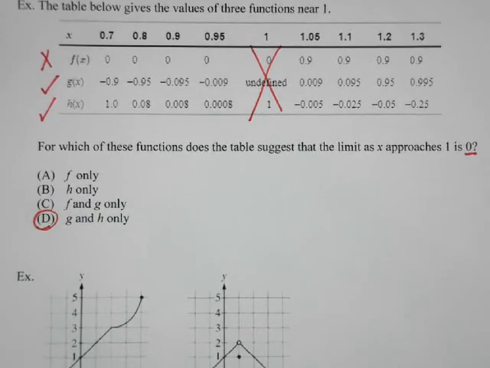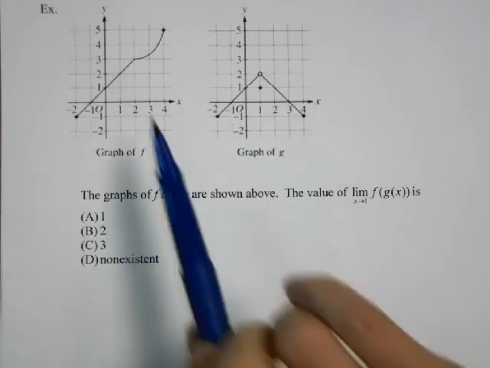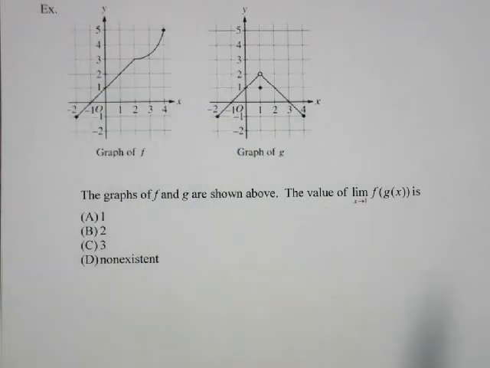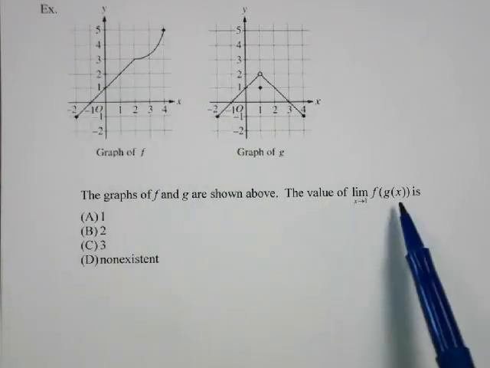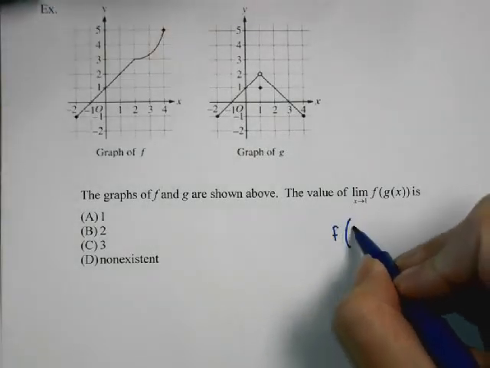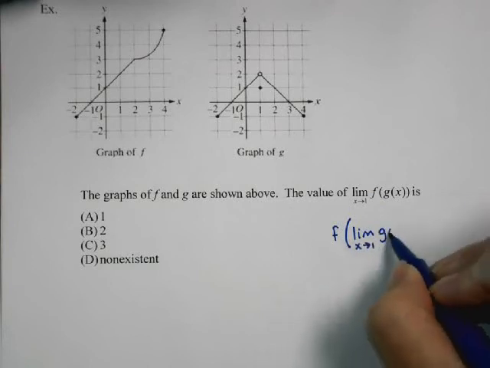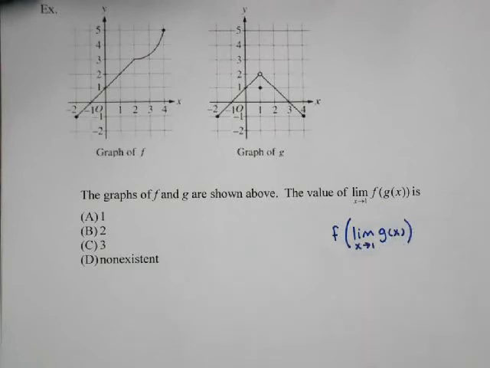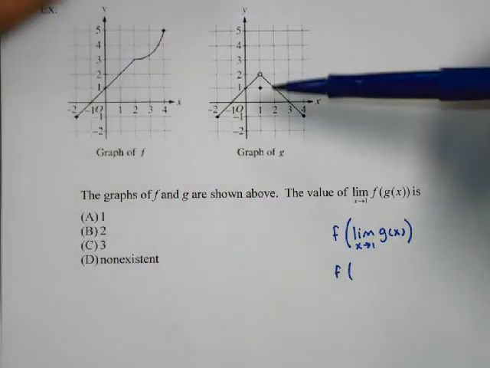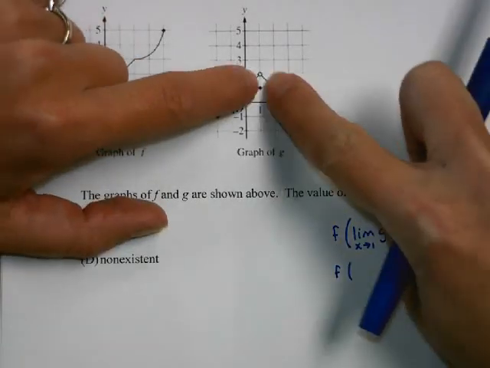This last example, we have the graphs of f and g, and we're going to find the value of the limit as x approaches 1 of f of g of x. So we're going to have f of the limit as x approaches 1 of g of x. So f of, we're going to use the graph. So the limit as x approaches 1. We have a dot, but the function is approaching 2. So the limit is 2, even though the function value is not.